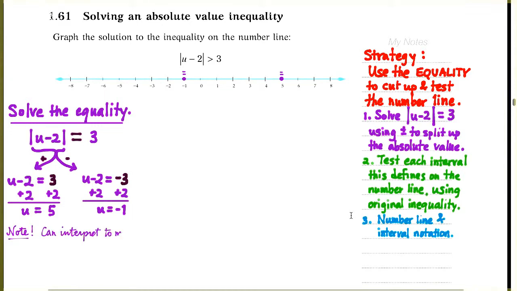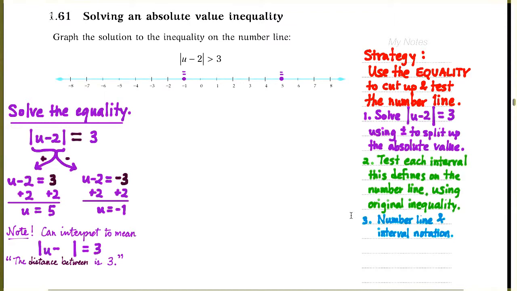Just a quick note about what this means. One way to interpret what an absolute value means is to see it as a distance. So if I have the absolute value of something minus something else is equal to 3, what that really means is it's saying that the distance on the number line between two quantities is equal to 3.